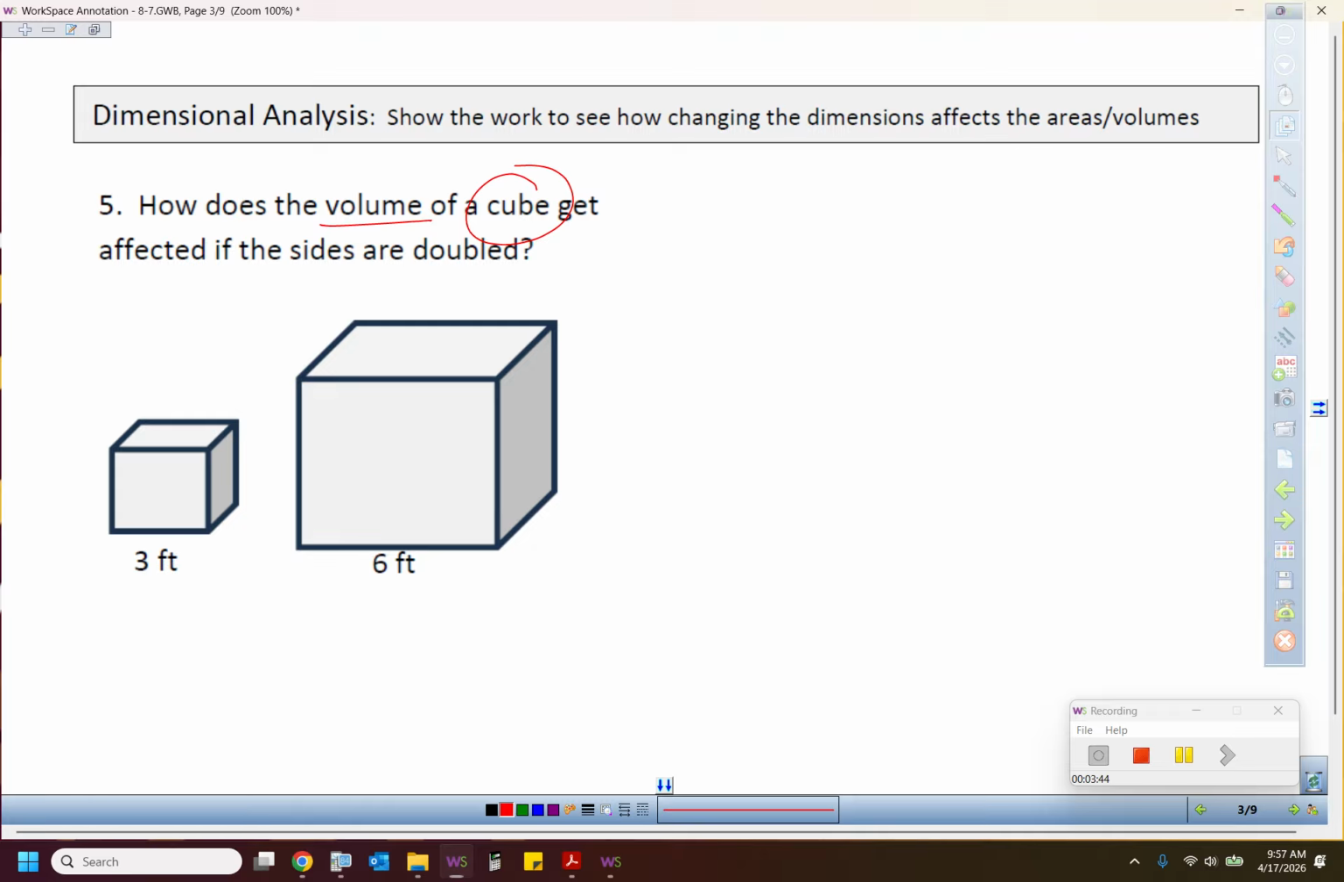Let's do this the long way. We're going to crawl before we walk. There is a shortcut on the back side, but we've got to see the long way first. Let's find the volume of this cube. Go to your yellow card, find the formula for volume of a cube.